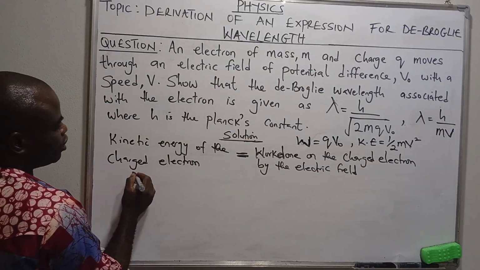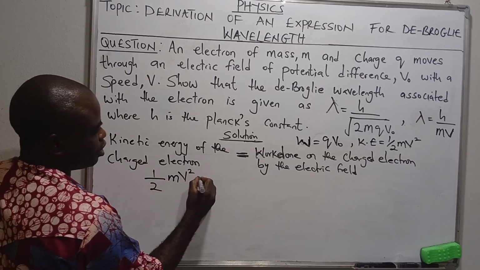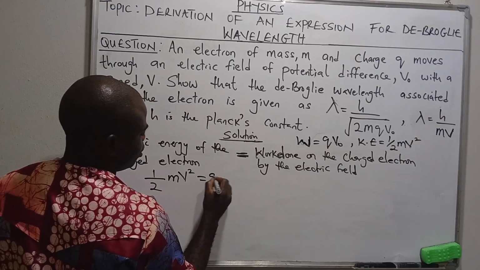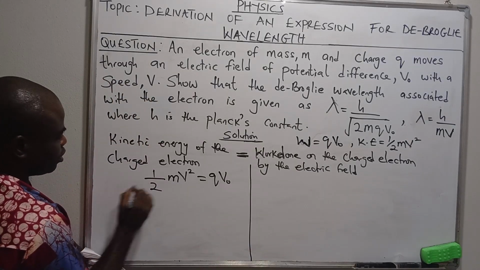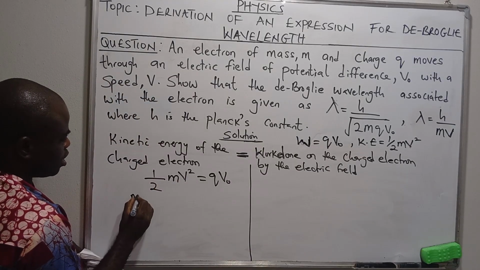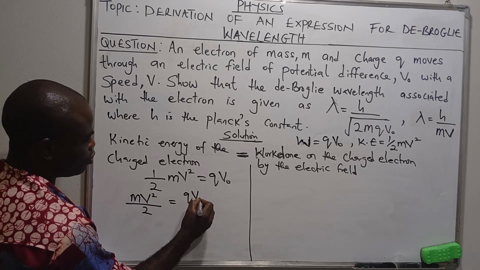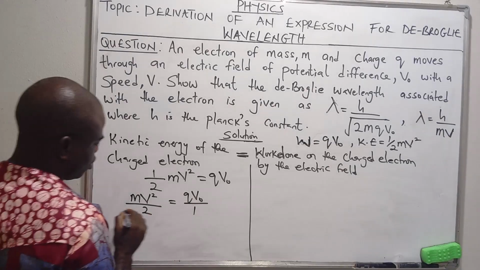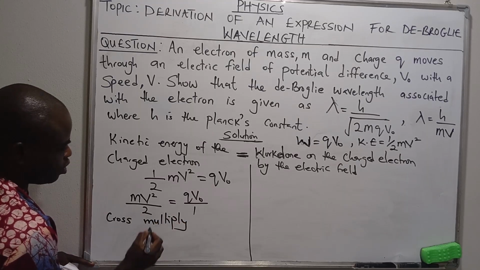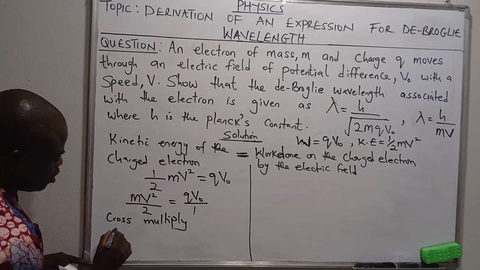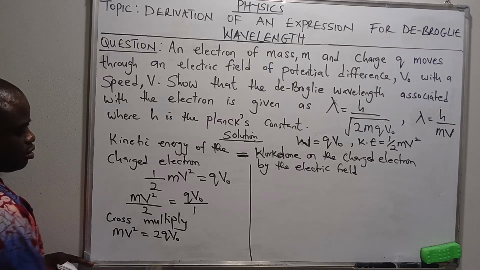Now let's equate kinetic energy of the charged electron, which is half mv squared, to the work done on the charged electron, qV naught. Let's write it as mv squared over 2 equals qV naught over 1, cross multiply, and it will now be mv squared equals 2qV naught.